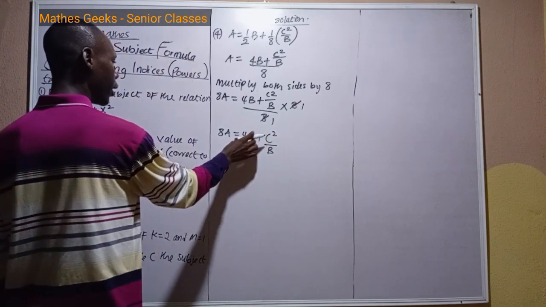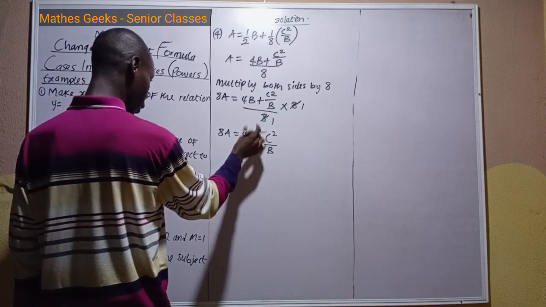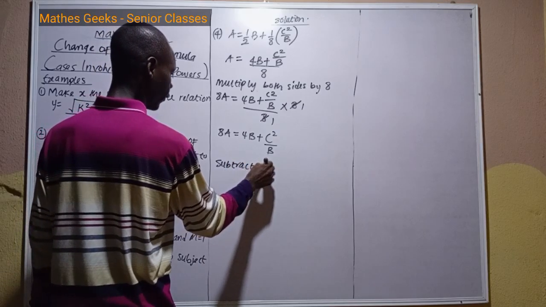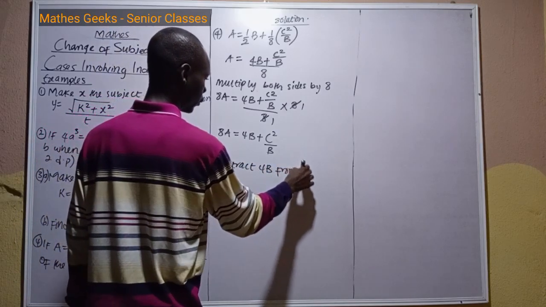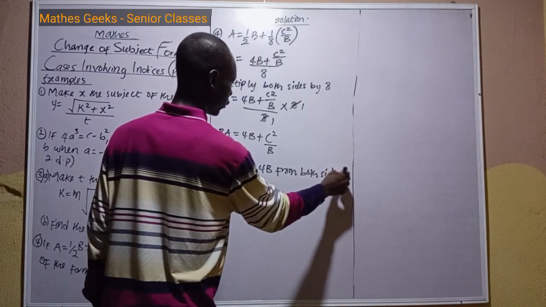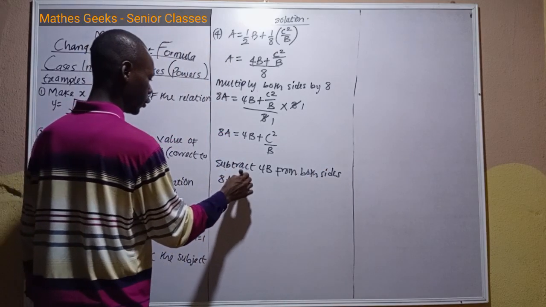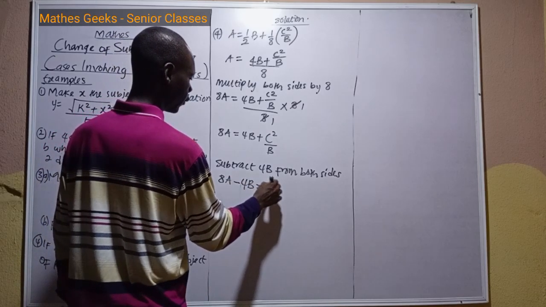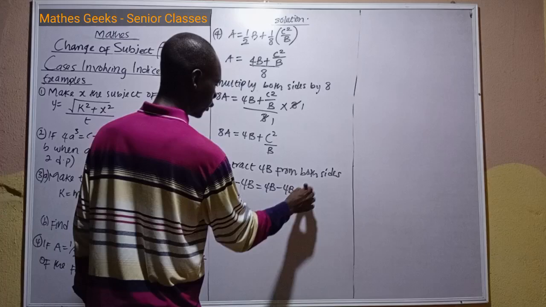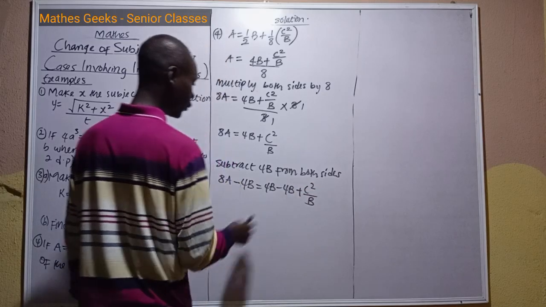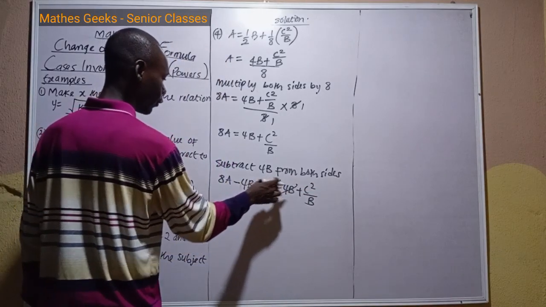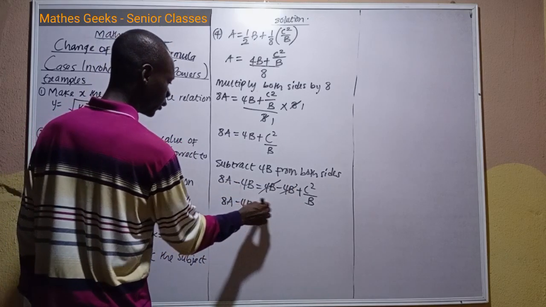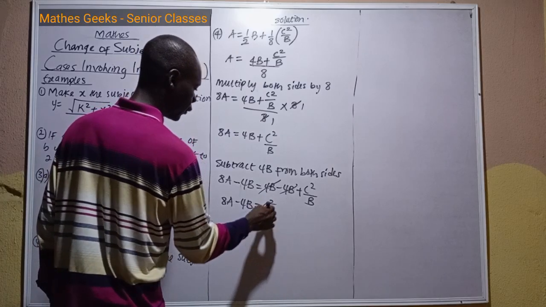The next thing is to eliminate this part, and to do that, we have to subtract 4B from both sides. 8A minus 4B is equal to 4B minus 4B plus C squared over B. So 4B minus 4B will be 0. So 8A minus 4B is equal to C squared over B.